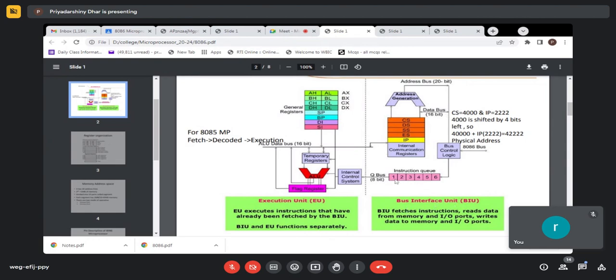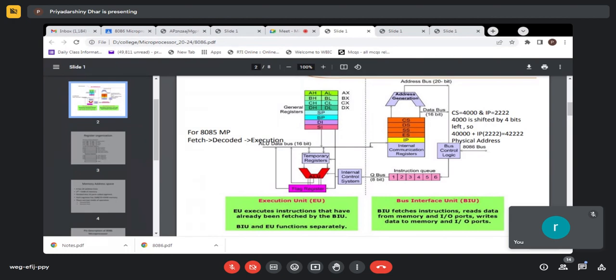Now 1 indicates an 8-bit register, 2 indicates another 8-bit register, and 3 indicates another 8-bit register. So in total 6 bytes, since 8-bit means 1 byte. So it can store 6 bytes of instruction queue at a time. Now, the bus interface unit is connected to the memory chip as well as to the input output device, same as our 8085 microprocessor.